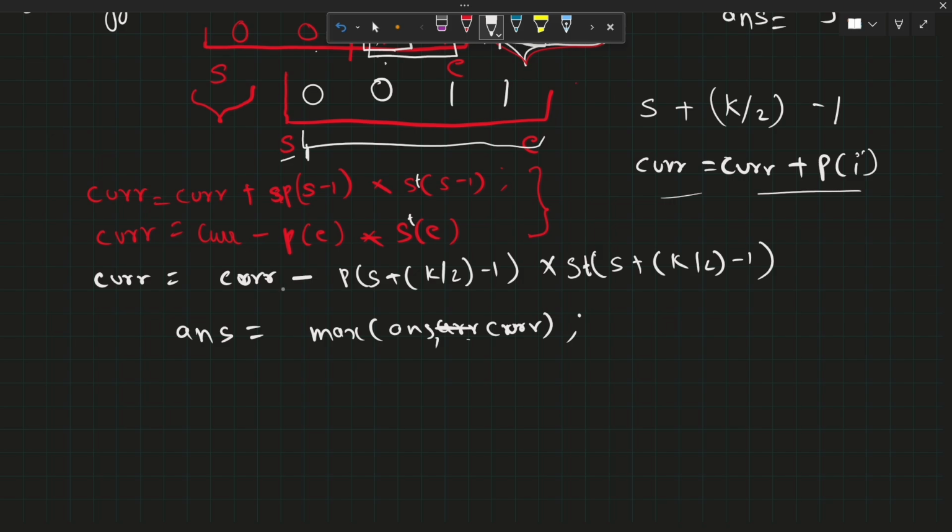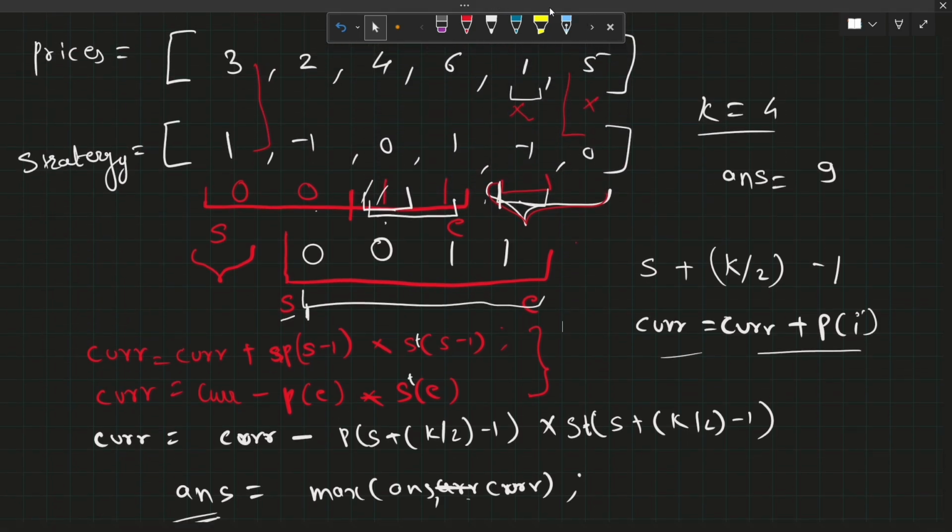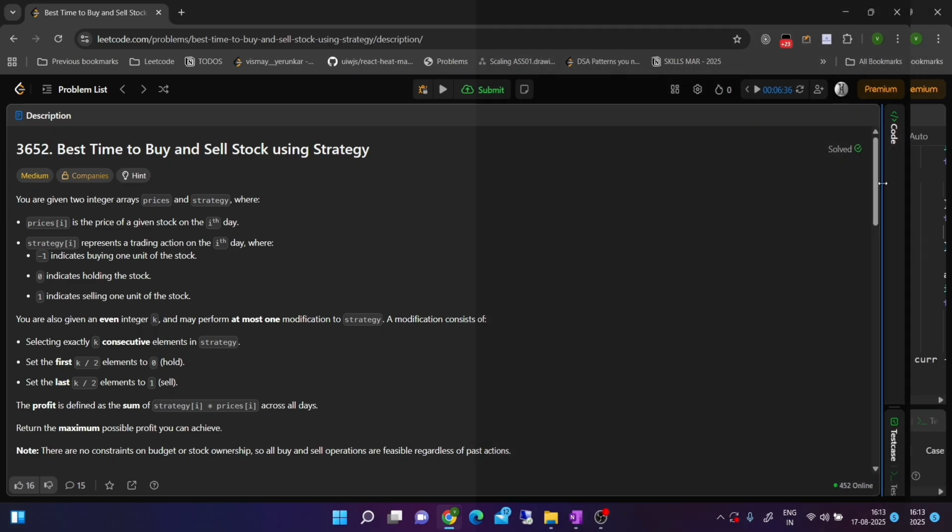And then at the end we can see whether this value, that is the modification on the original array, is better than the calculation without the modification, and the calculation without the modification would simply be the sum from 0 to n minus 1 of p of i into s of i. Is this better or is this better? That would be our final answer. Okay, so now let's go to the code and try to see the solution there.